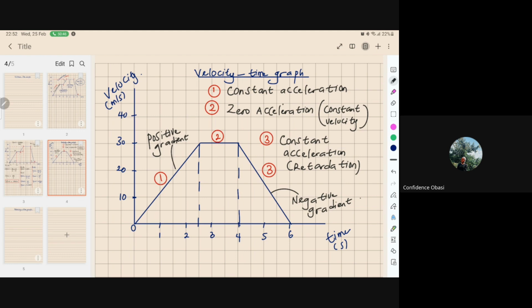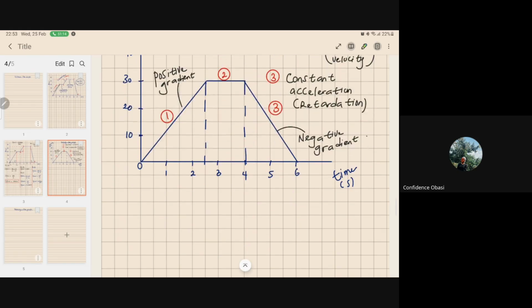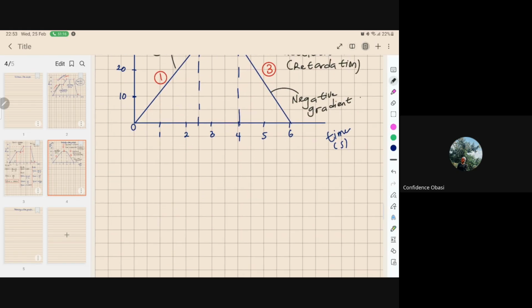Now, there are two quantities you can estimate from your velocity time graph, unlike your distance time graph where you can only estimate the speed. For a velocity time graph, you can estimate the acceleration and you can estimate the distance traveled or displacement. For the acceleration, you just have to look at your gradient. The gradient of the graph will give you the acceleration, but the area under the graph gives you the distance traveled.